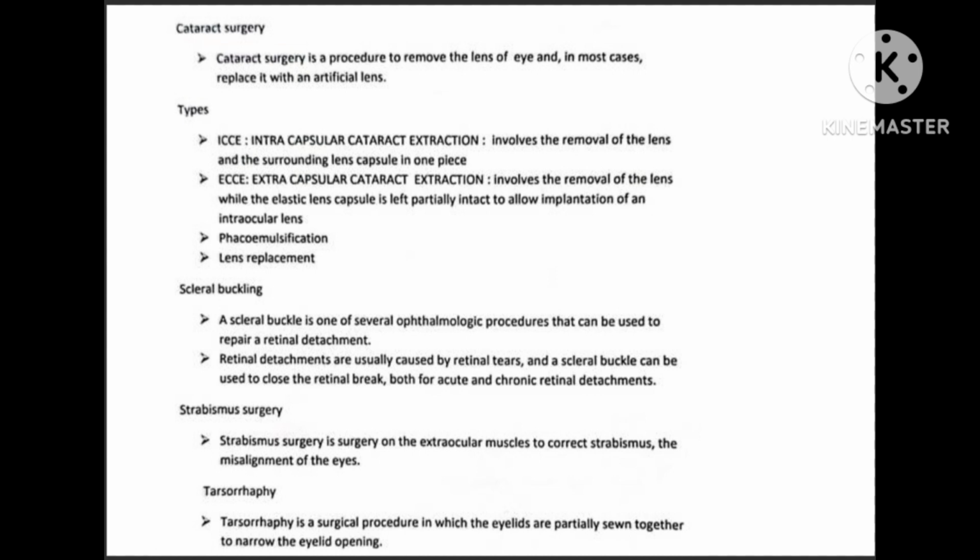Types: ICCE, ECCE, phacoemulsification, lens replacement. ICCE means intracapsular cataract extraction. It involves the removal of the lens and the surrounding lens capsule in one piece. ECCE, extracapsular cataract extraction, involves the removal of the lens while the elastic lens capsule is left partially intact to allow implantation of an intraocular lens. Next is phacoemulsification, and the last one is lens replacement.